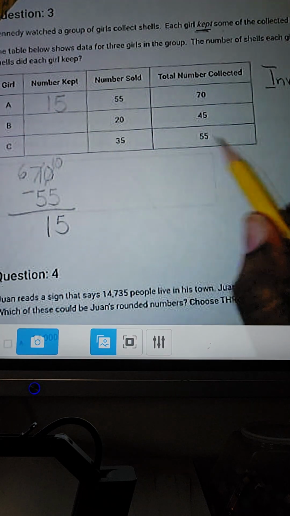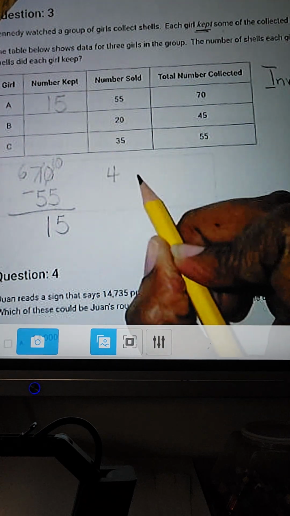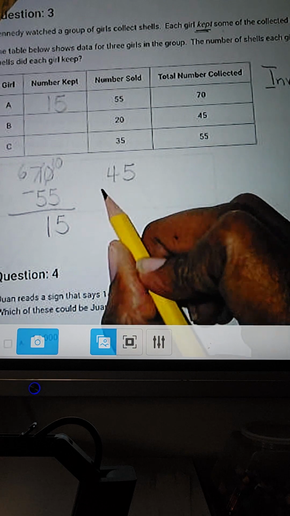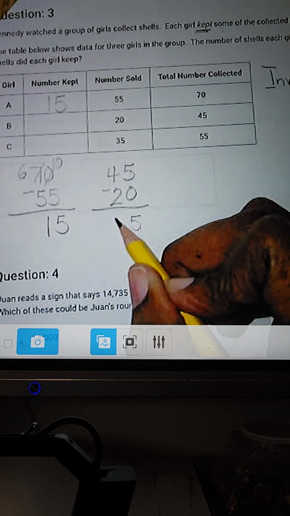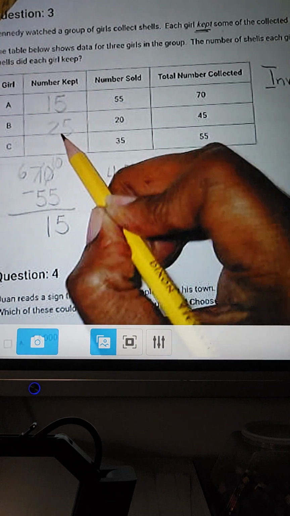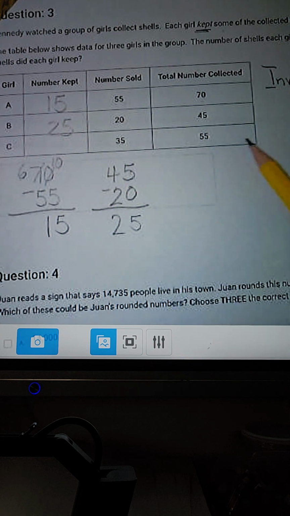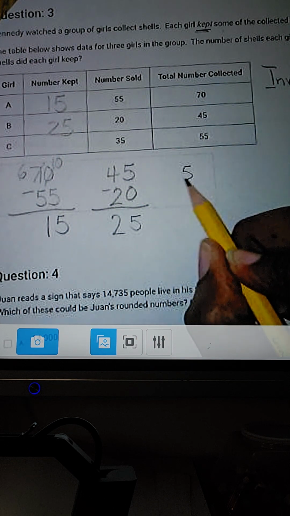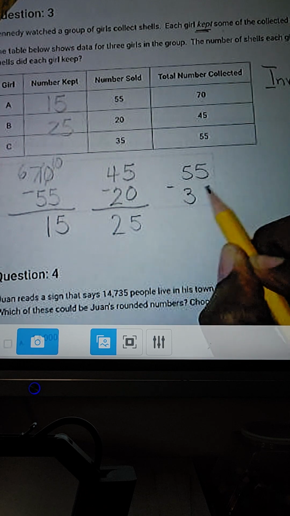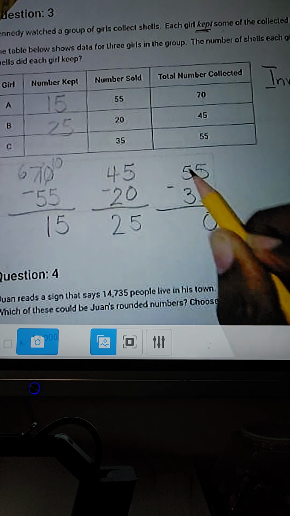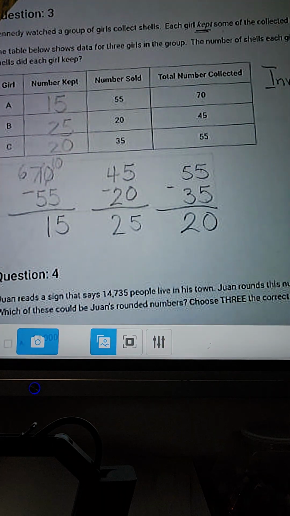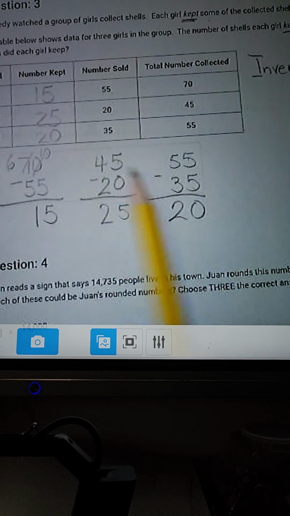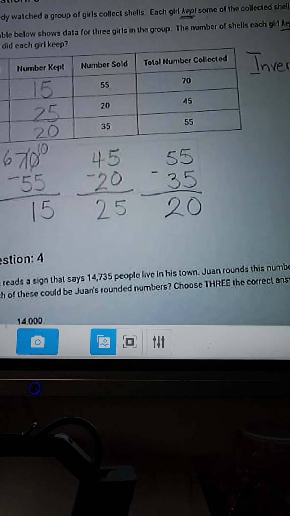Okay? Part B, if she collected 45 in total and she sold 20, that means I need to subtract. 5 minus 0 is 5. 4 minus 2 is 2. That means that she kept 25. The next one is 55 collected, 35 sold. How many is left? 5 minus 5 is 0. 5 minus 3 is 2. So that is 20 that she kept. You will need to show your work on the test tomorrow. Make sure that you show each part of this question.